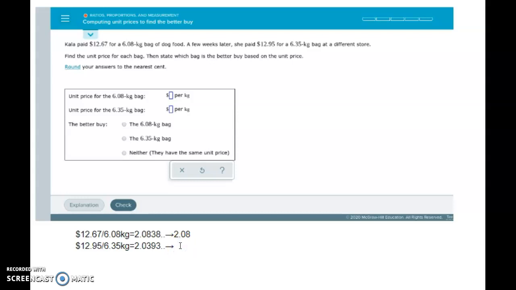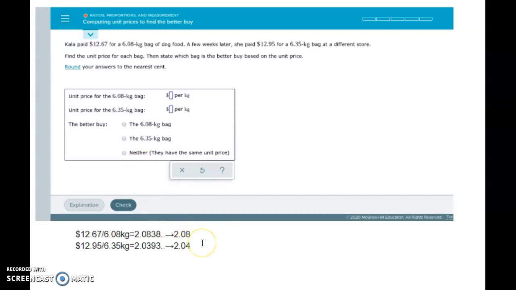And I know that a couple of you have been struggling with rounding, so let me just go over that really quick with you. Since this is going to be rounded to the hundredths place, we're going to have 2 digits after the decimal point. And since we have a number greater than or equal to 5 here, we're going to add 1 to the 3. So it's going to be 2.04 dollars per kilogram.